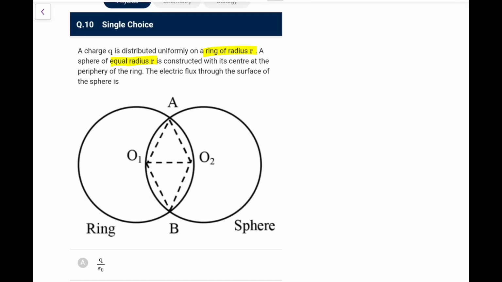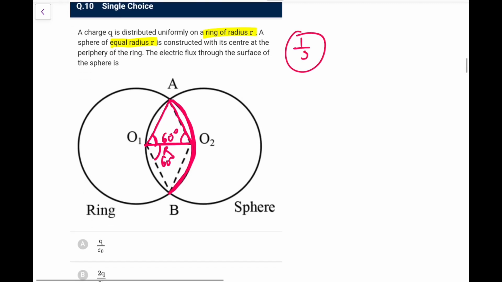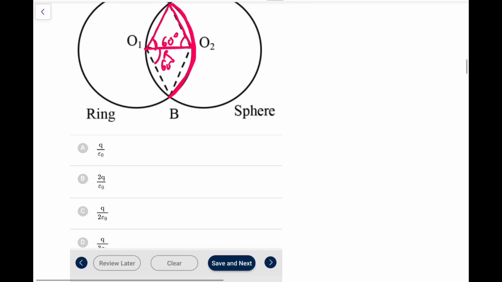So here what you can do, because it is the same radius and it is at the periphery, I can say this distance is R, and because this is also a radius, this is also a radius, you can make out this angle is 60, 60 and 60. So this arc which is inside that sphere will subtend an angle of 60 and 60, that is 120 degrees in this particular case. So total angle is 360, so it would be 1/3 of the total angle. So the enclosed charge is also 1/3, so flux would be 1/3. So this option was q by 3 epsilon naught. I can directly go for it.